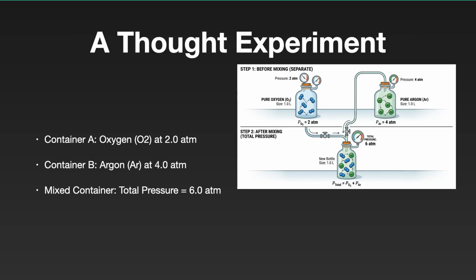Imagine we have a bottle of pure oxygen at 2 atmospheres and another bottle of pure argon at 4 atmospheres. If we transfer both these gases into a single bottle of the same size, the new pressure is just 2 plus 4, which equals 6 atmospheres. Even though they are now mixed, each gas still exerts the same amount of pressure as it did when it was alone, so you just have to add the two pressures together.